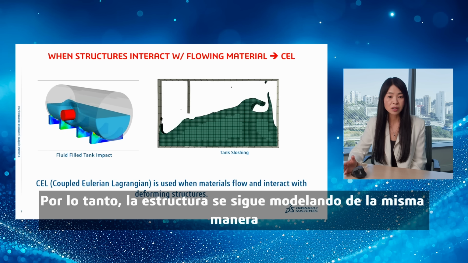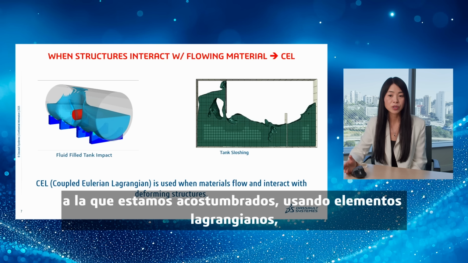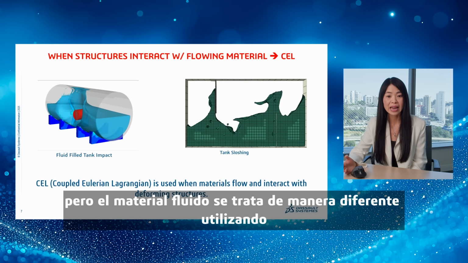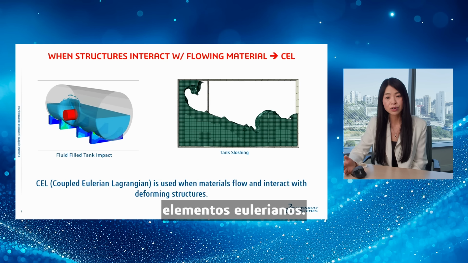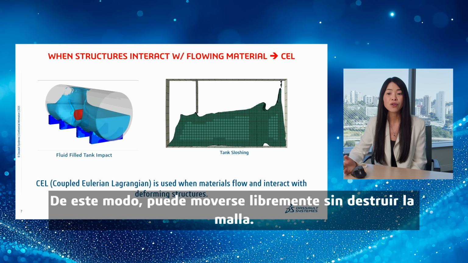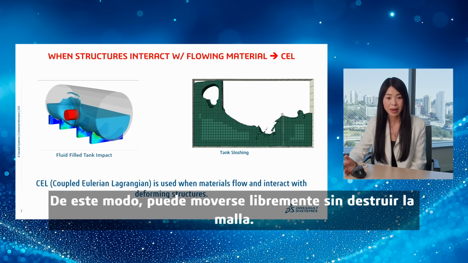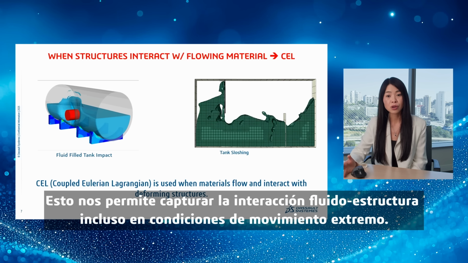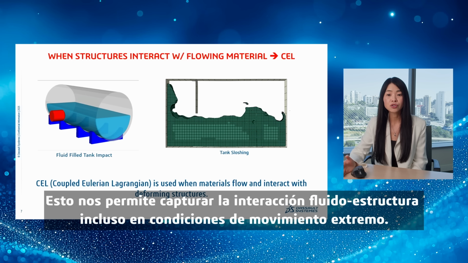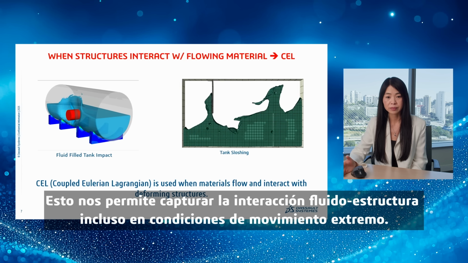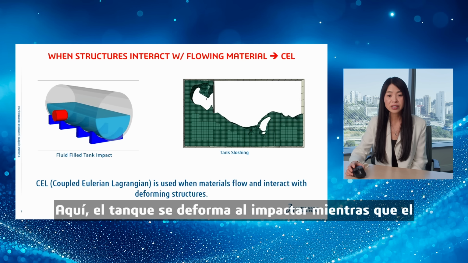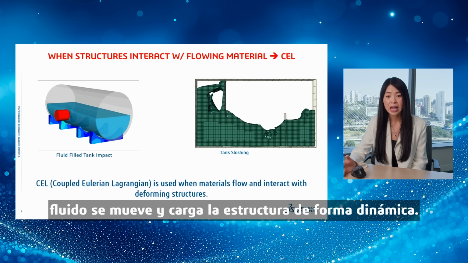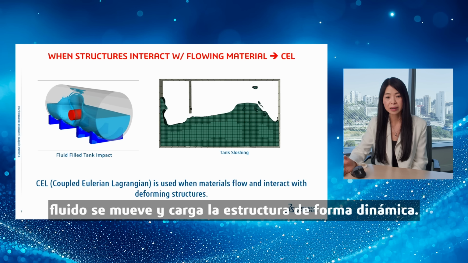So the structure is still modeled the way we used to, which is using Lagrangian elements, but the flowing material is handled differently using Eulerian elements, so it can move freely without destroying the mesh. This lets us capture fluid-structure interaction, even under extreme motion. Here, the tank deforms on impact, while the fluid sloshes and loads the structure dynamically.